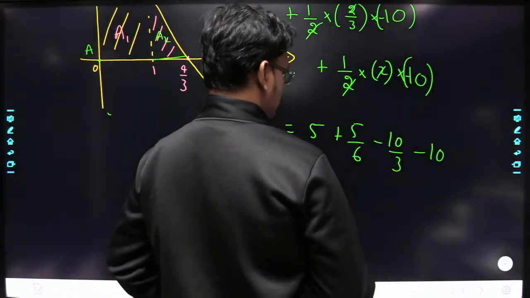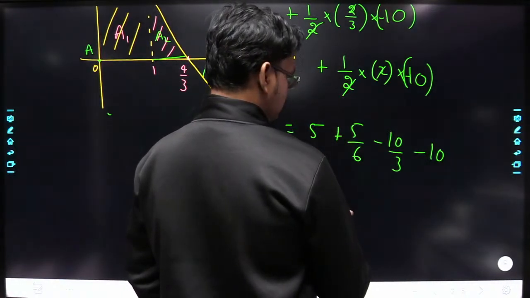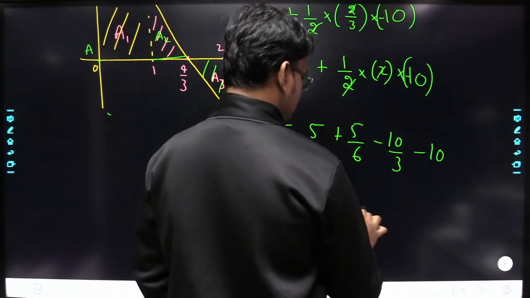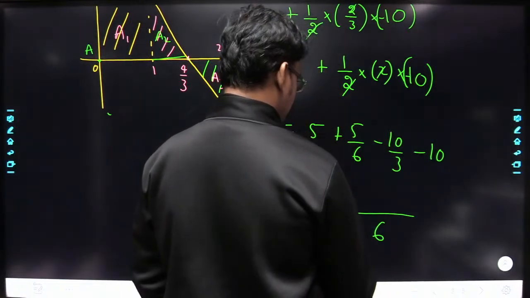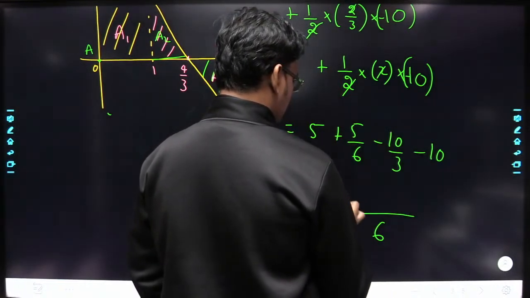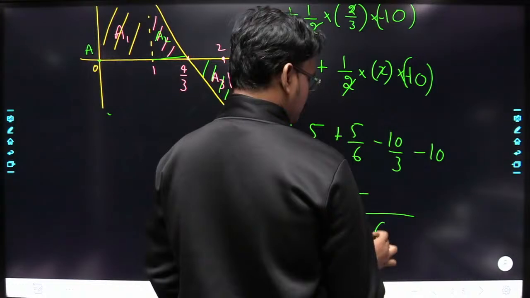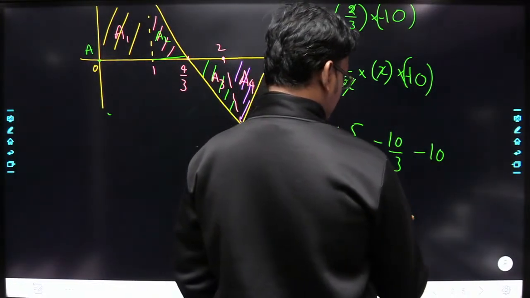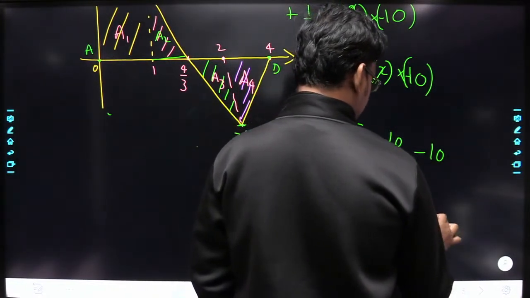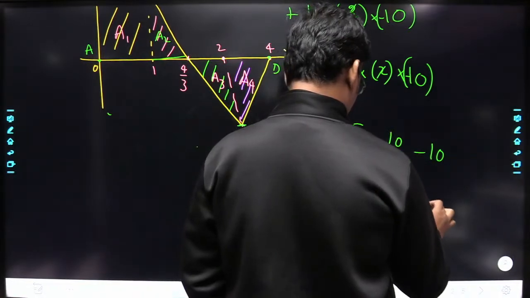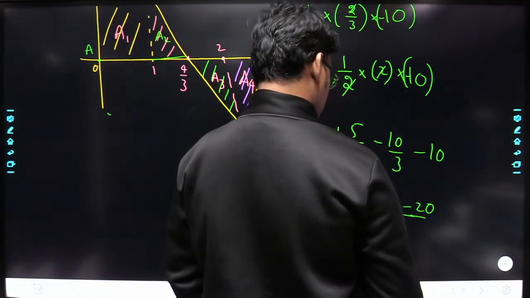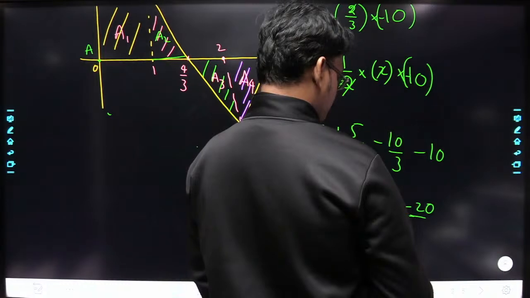So here you will get, if you take 6 as the LCM, 30 plus 5, 3 twos minus 20, minus 20. So 35 minus 40.